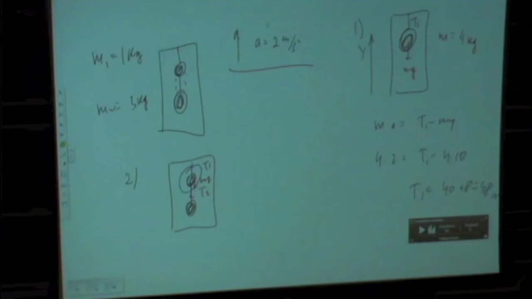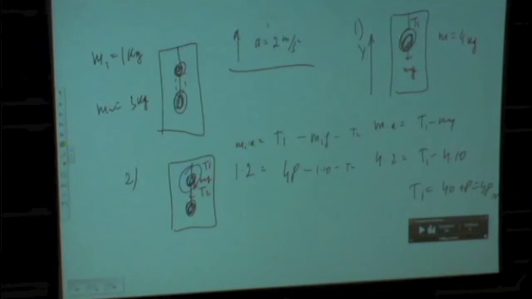That's sufficient. So for this ball, 1 kilogram times 2 has to be equal to the same tension number 1, 48, T1, minus mg, which is 1 times 10, minus T2.